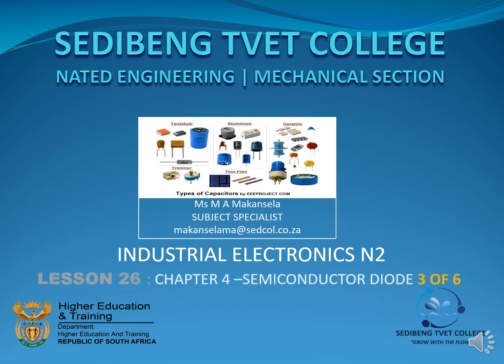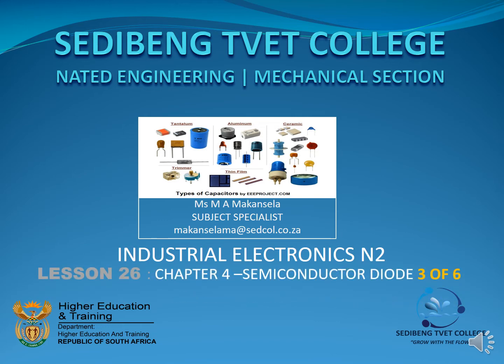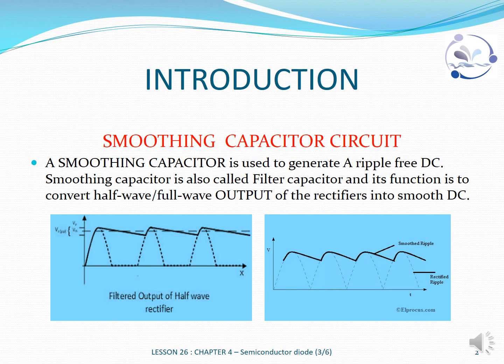Lesson 26, still Chapter 4, Semiconductor Diodes. Introduction, Smoothing Capacitor Circuit. A smoothing capacitor circuit is used to generate a ripple-free DC. Smoothing capacitors are also called filter capacitors, and their function is to convert half-wave or full-wave output of a rectifier into a more smooth DC.